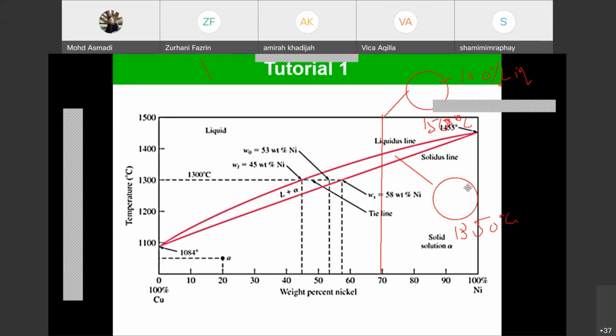And then this one you have to draw like this, to show that there's the solid. So this is the solid alpha phase. This one is solid and this one is liquid phase. So easy, right? So that's all the answer.